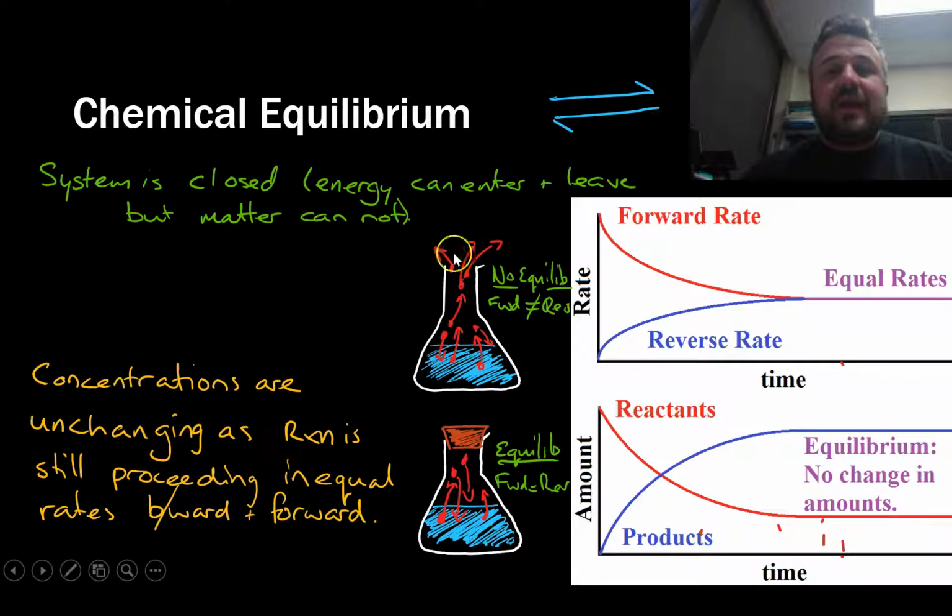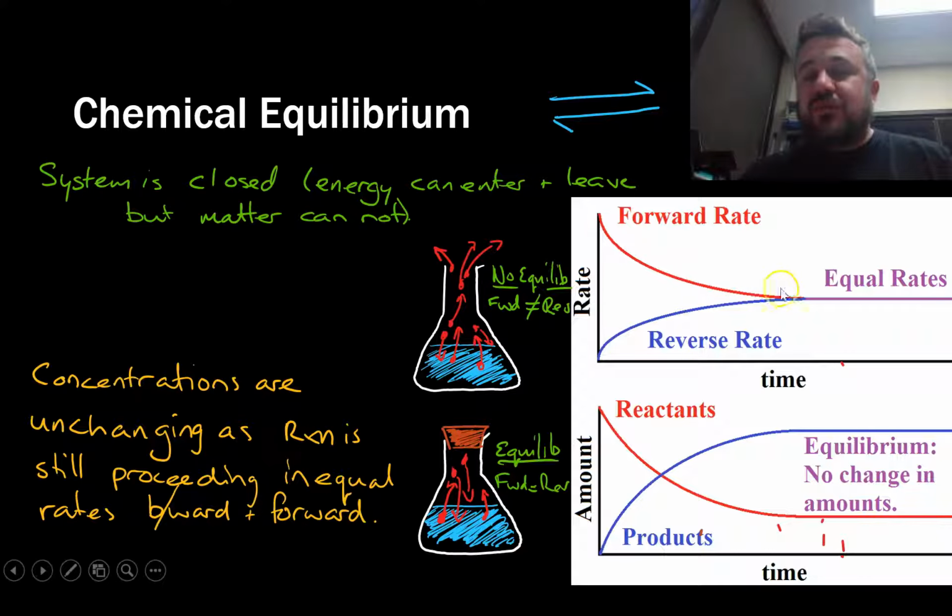And that's because as the matter escapes, new matter is then... So as this evaporates, more of this liquid here will evaporate as well. So in an equilibrium, concentrations are unchanging as the reaction is still proceeding at equal rates backwards and forwards. So we see this here with this graph, and we'll see this graph so many times.